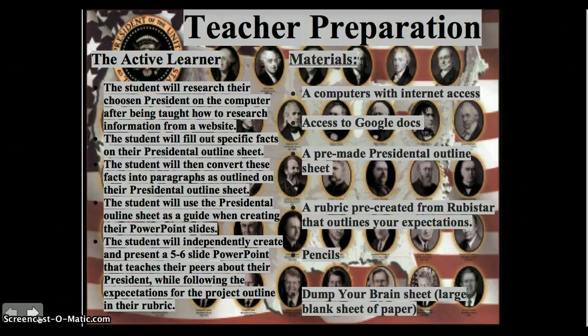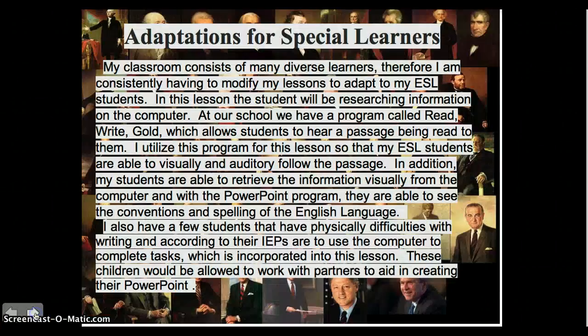As for the students, they will research their chosen president on the computer after being taught how to research information from a website. The student will fill out specific facts on their presidential outline sheet. The student will then convert these facts into paragraphs as outlined on their presidential outline sheet. The student will use the presidential outline sheet as a guide when creating their PowerPoint slides. The student will independently create and present a 5 to 6 slide PowerPoint that teaches their peers about their president while following the expectations for the project outlined in their rubric.